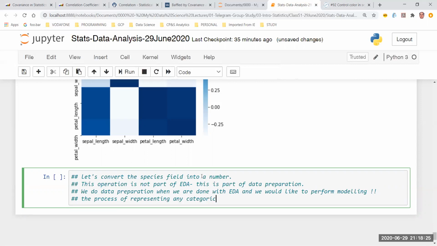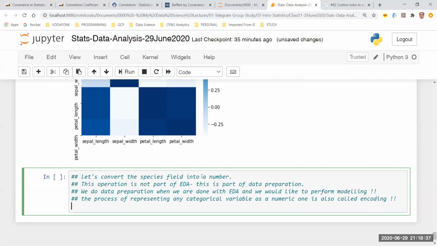Here we have a categorical variable, right? It has only 3 values. So the process of representing a categorical variable as a numeric one is also called encoding, right? So you have two kinds of encoding in total. One is called label encoding and one is called one-hot encoding. Let's quickly understand what that is. But before that, let's try to do a label encoding.